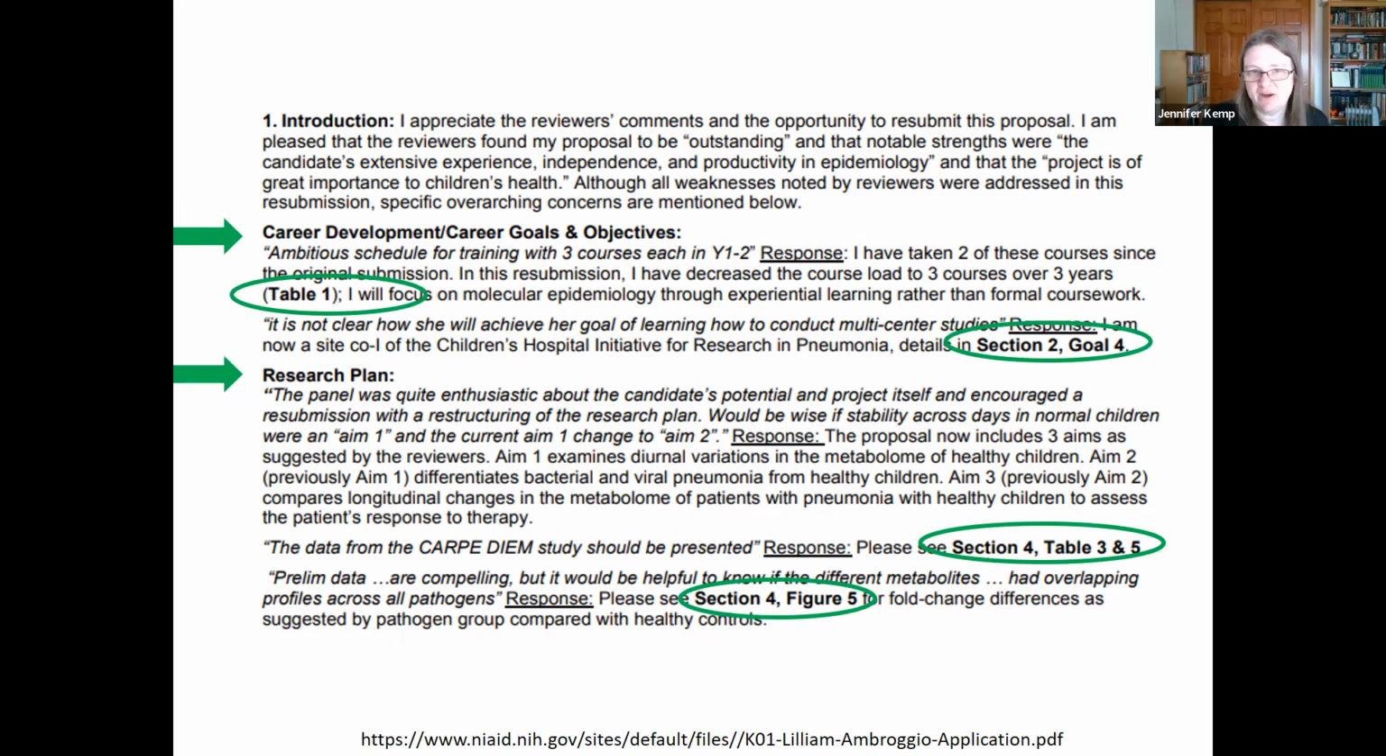I also wanted to point out here how they referred reviewers to the exact section or table or figure or whatever it is in the proposal to find these changes. So that's nice. And I like that they put it in bold. What I didn't like on this page was here, the italicized text. It's 3 lines of reiterating word for word what came out of the summary statement.